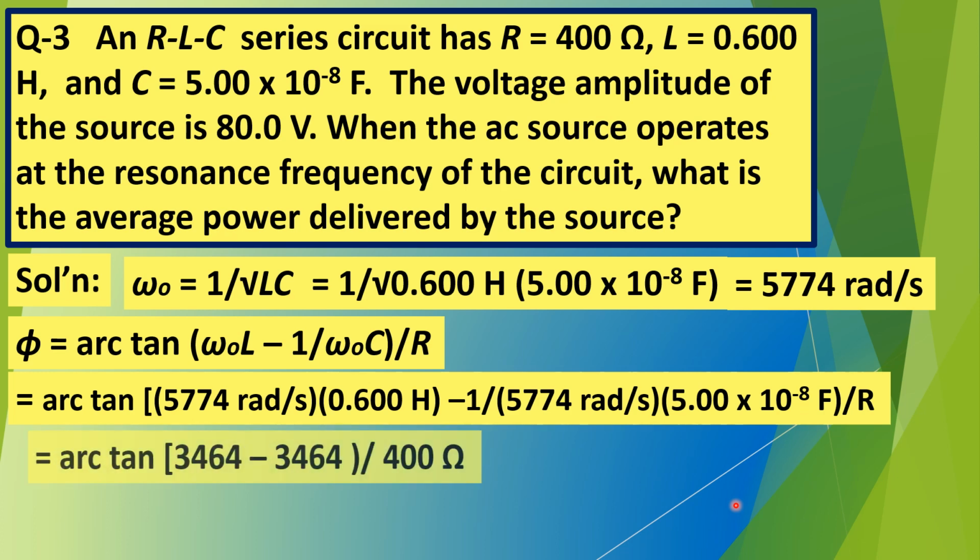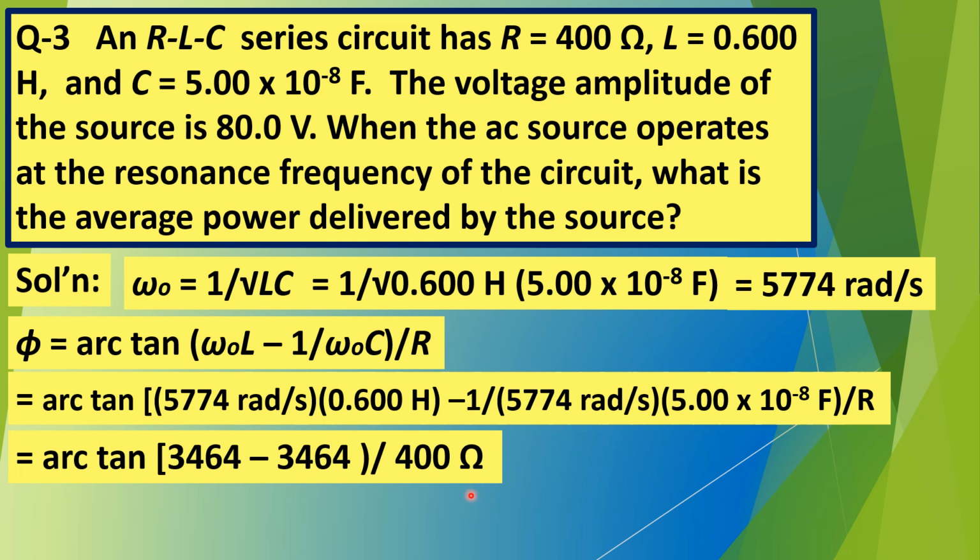Simplifying, you will notice that the product of omega naught and the inductance will result to 3,464. Likewise, the result of getting the reciprocal of the product of omega naught and the capacitance will also result to the same number, 3,464, which when subtracted, of course, we get 0.